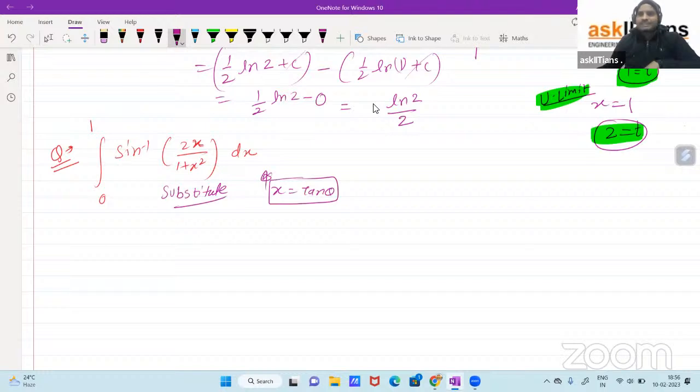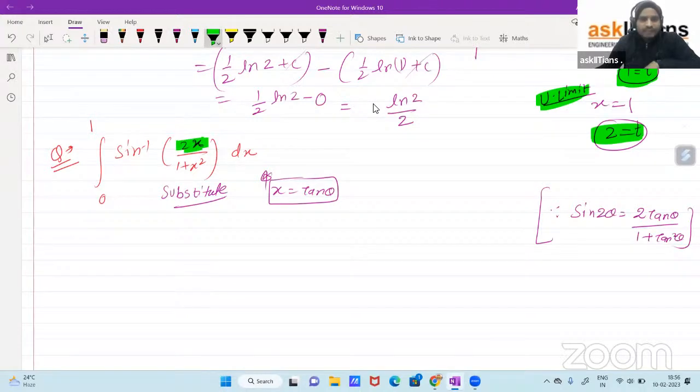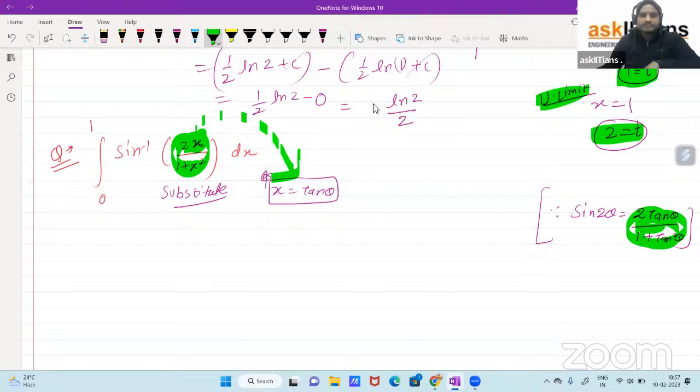Sir, how do you know to put tan theta? Why are you not putting sec theta and cot theta and all? See, बच्चे, there is one formula now. Sin 2 theta in terms of tan theta is 2 tan theta divided by 1 plus tan square theta. This form is similar to this one. That's why I thought to put x equals tan theta.